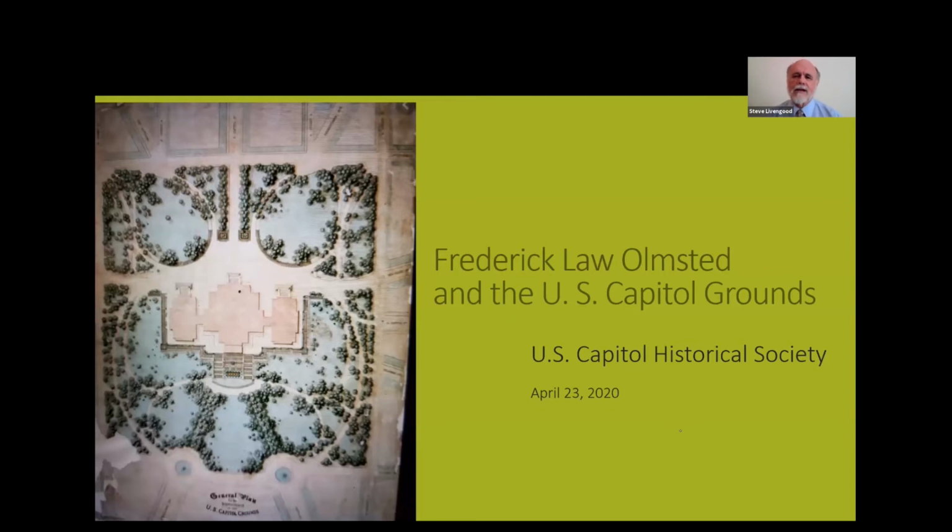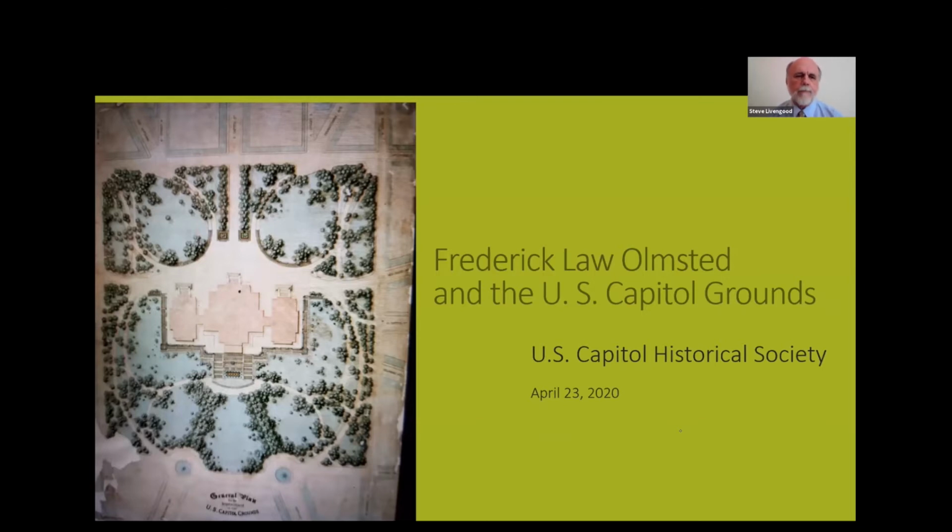Anyway, this is the plan that Olmsted submitted to the Capitol. The reason why it was submitted was that they had expanded the building, and you can see in the center of the view here is the footprint of the Capitol with two extensions on each end. Those extensions had just been finished, and the Capitol grounds had not gone any further than a square centered on the smaller building.